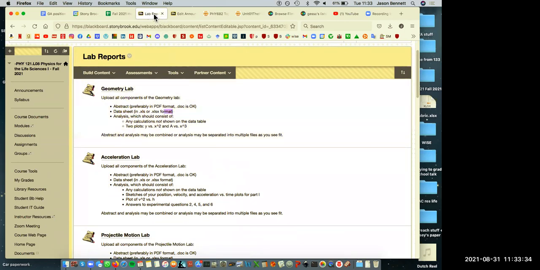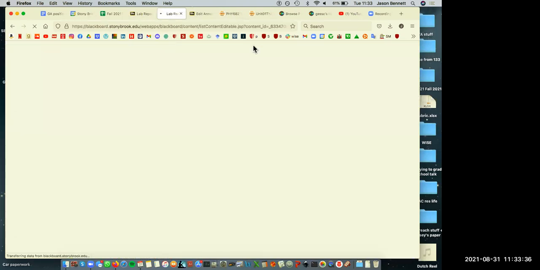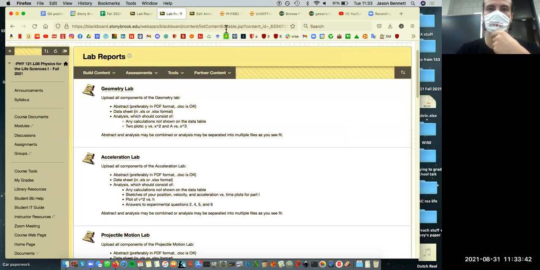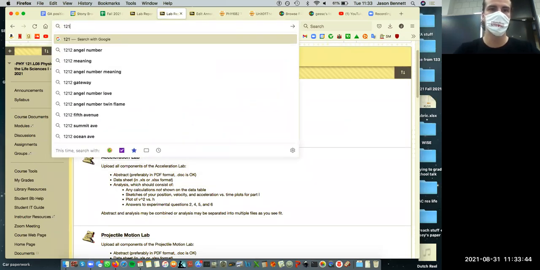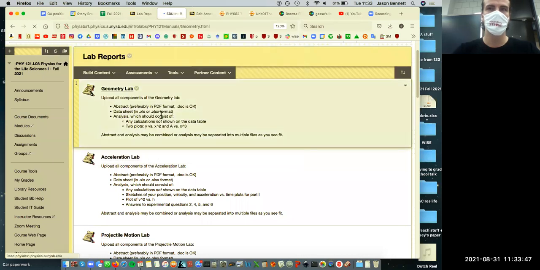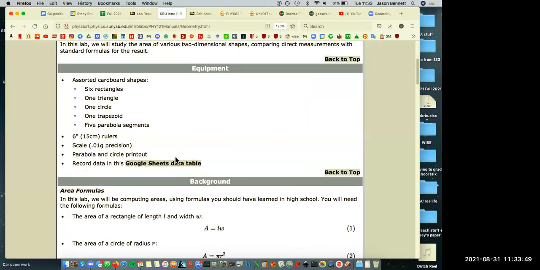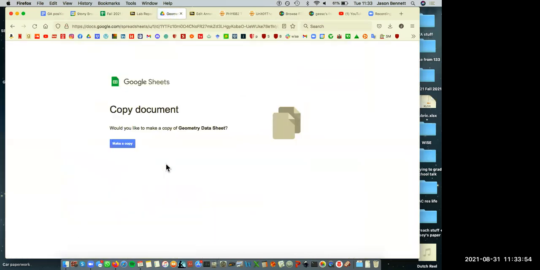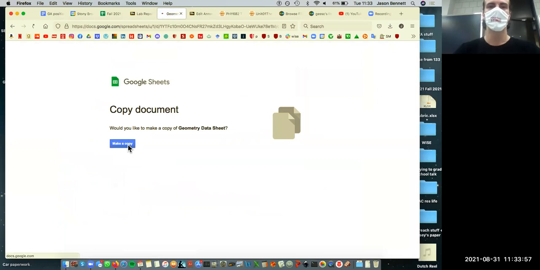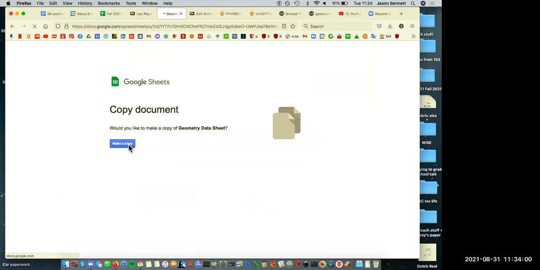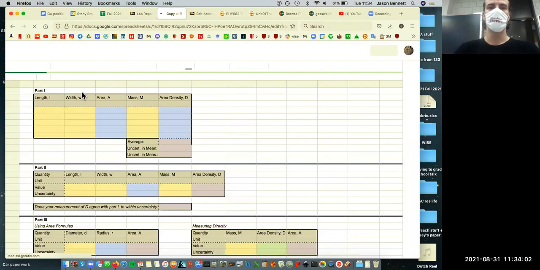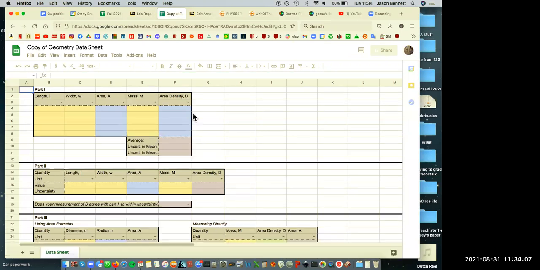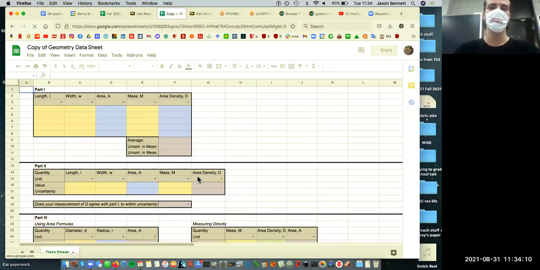For instance, let me show you. Hide meeting controls. We'll go to 121, Geometry lab, and then you go down here to equipment, and you click on this. This will bring you to a Google Sheets, which is just like Excel, all the same commands. Make a copy of it, and then you have everything set up. You don't need to make an Excel sheet; you just fill it in. And so this is due with your lab report.